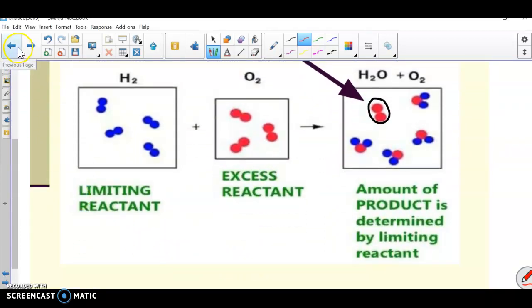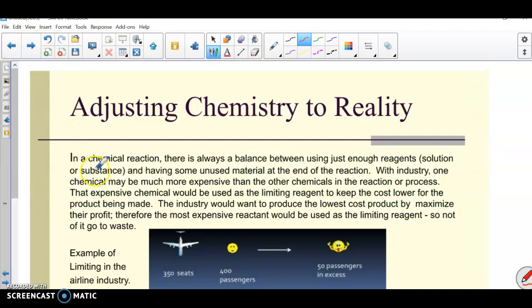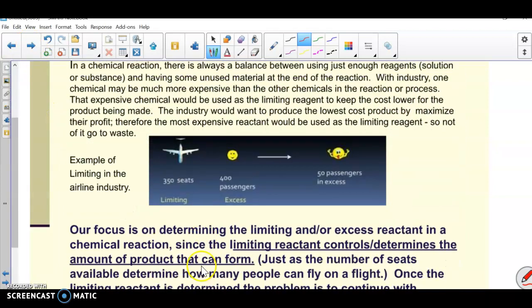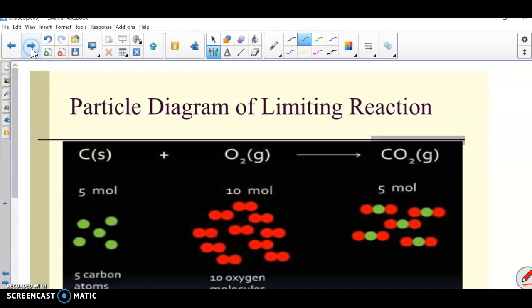So I give you a couple other ones to look at, and I give you an example here with the airline industry. So our focus is determining that limiting reactant or the excess one in a reaction, and realize that the limiting one controls and determines how much product is formed. Okay, so that's why it's important, because the one in the amount that produces the least product is going to be the limiting one.